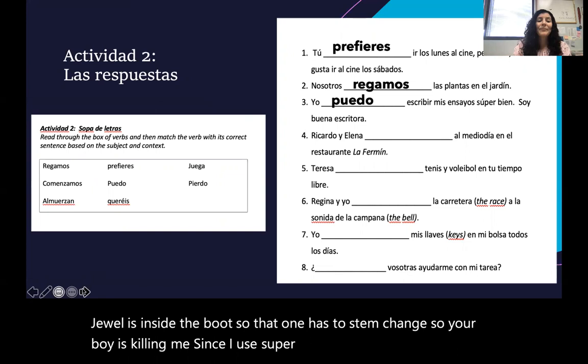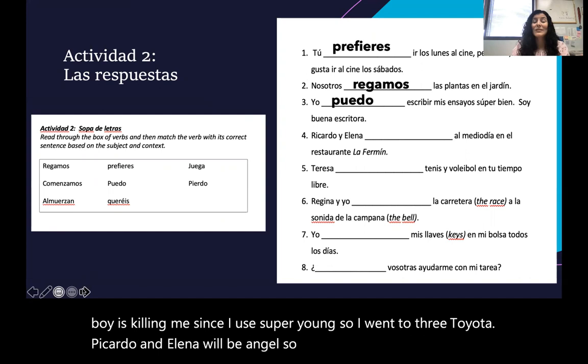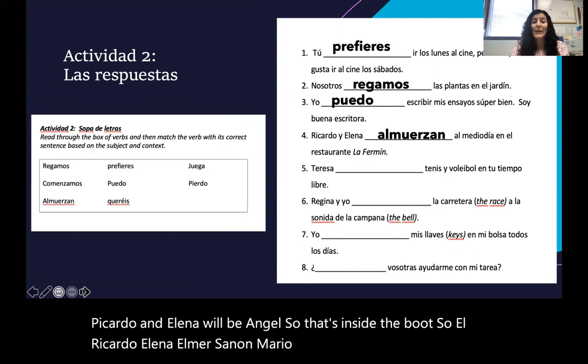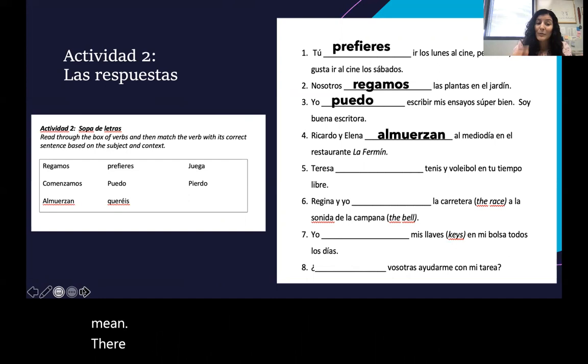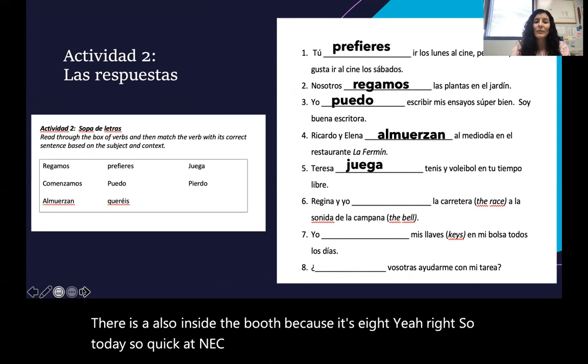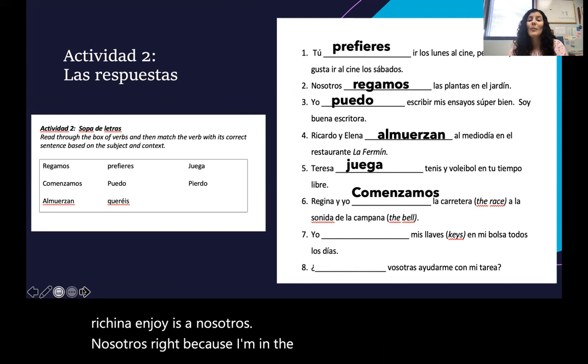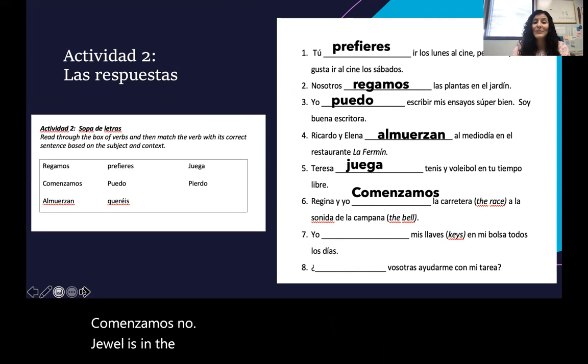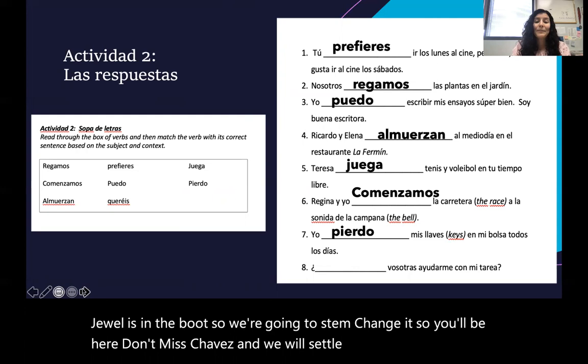Ricardo and Elena would be ellos, so that's inside the boot. So Ricardo y Elena almuerzan al mediodía en el restaurante La Fermín. Teresa, also inside the boot because it's ella. So Teresa juega tenis y voleibol en su tiempo libre. Regina y yo is nosotros, because I'm in the group. So, comenzamos. Yo is in the boot, so we're going to stem change it. So yo pierdo mis llaves en mi bolsa todos los días. Y queréis vosotros ayudarme con mi tarea. Okay?